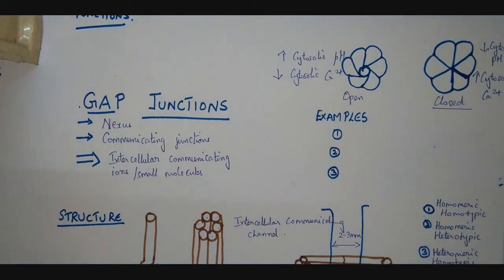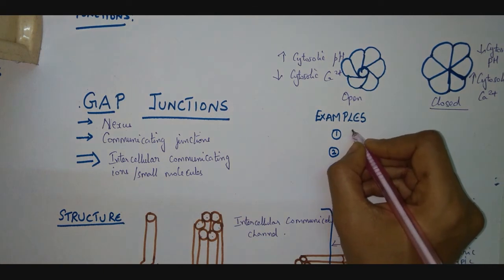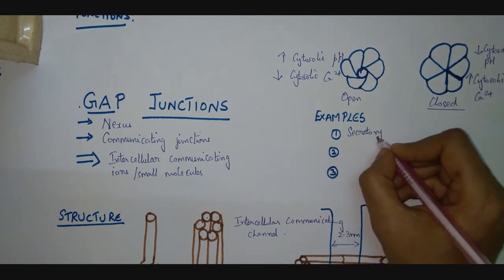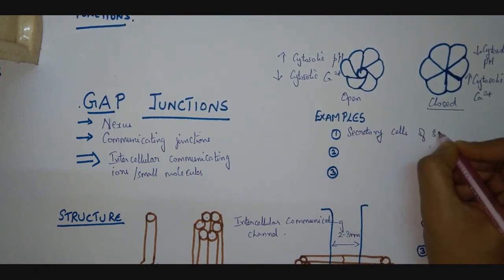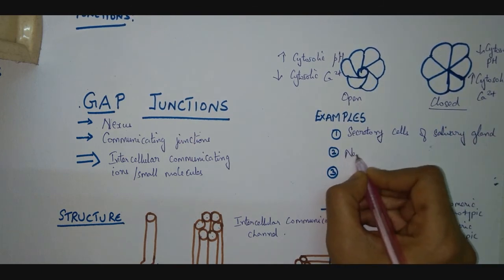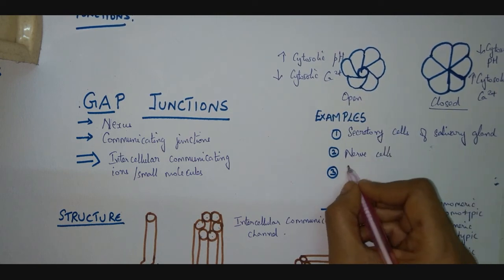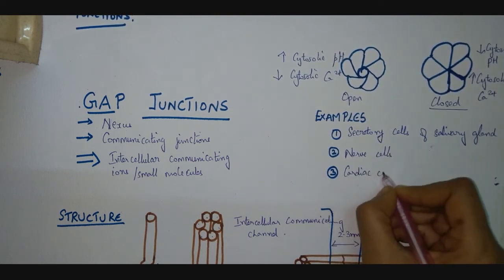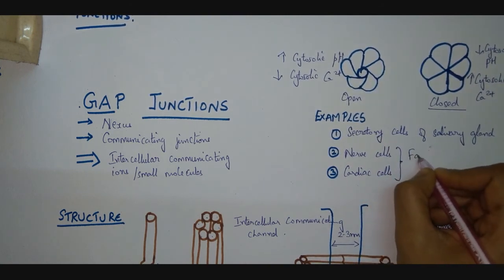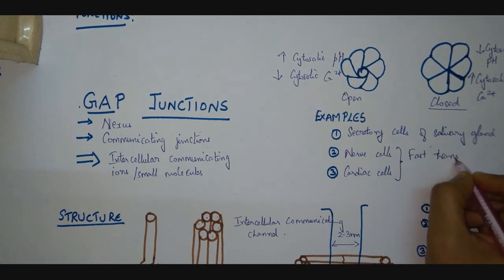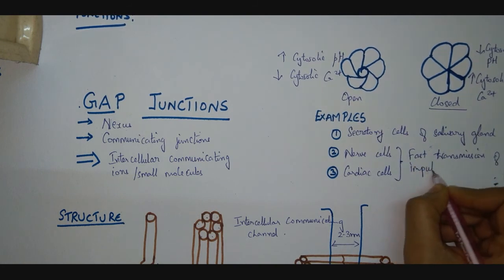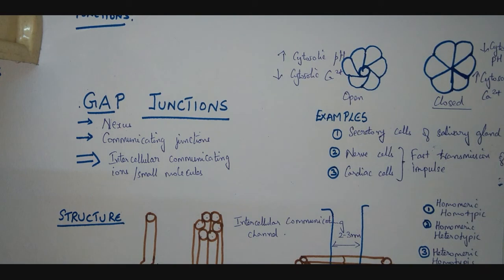Where are they located? They are located between the secretory cells of the salivary gland, and they are also located between the nerve cells and between the cardiac cells. Between the nerve cells and the cardiac cells, when fast transmission of the impulse is warranted, the gap junctions play a very important role.